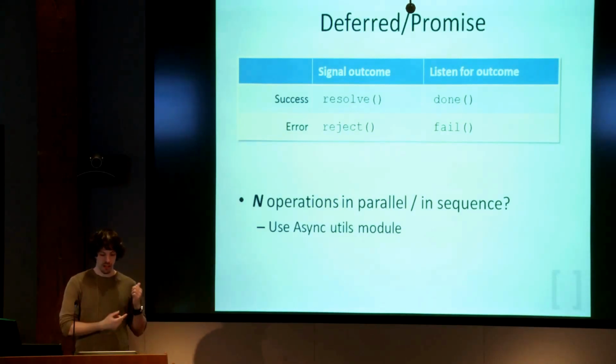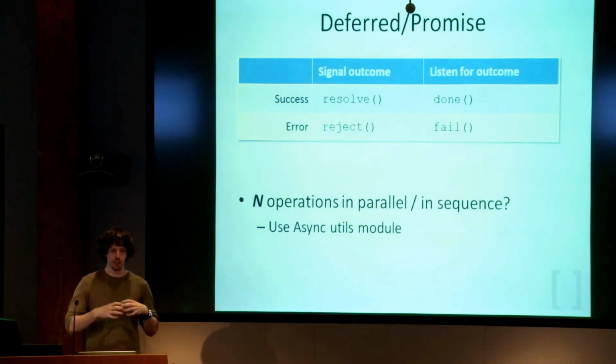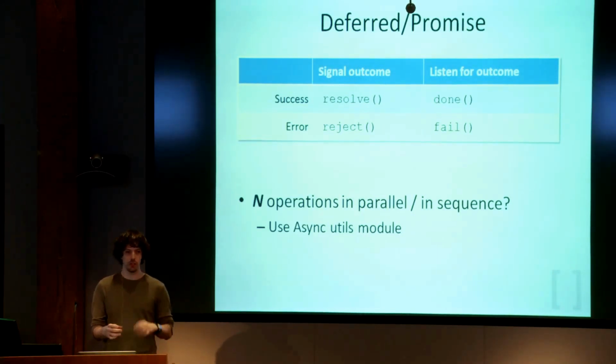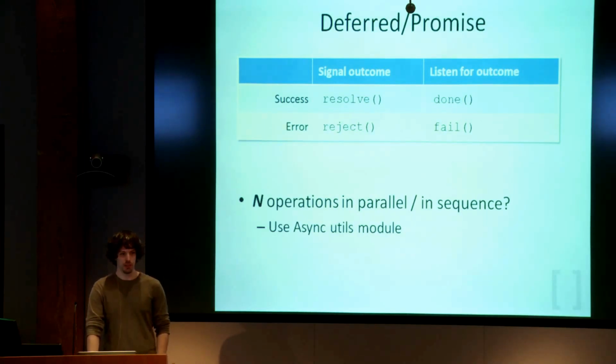And one other note about that, if you are writing code where you have a chain of multiple deferred or multiple asynchronous tasks that are similar in nature, like you're opening multiple files or saving multiple files in parallel or sequentially, we have a module called async that provides some utilities to make that much easier to work with. So rather than coding up those sorts of sequencing patterns yourself.